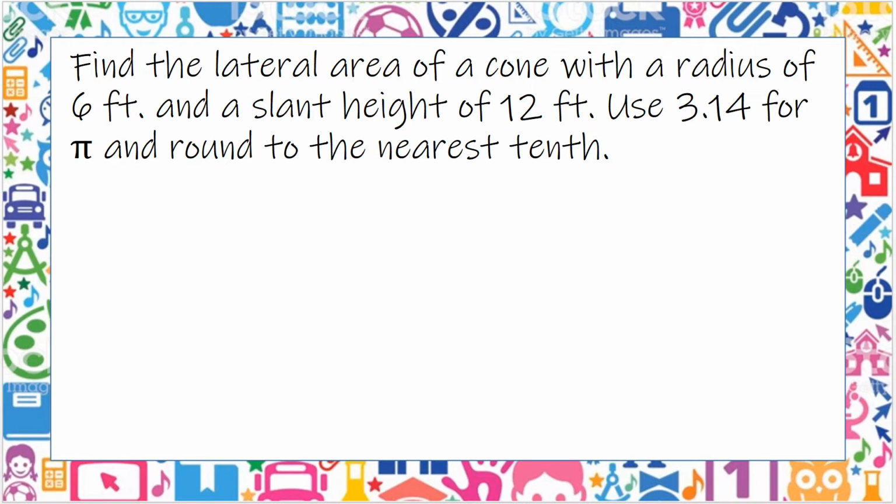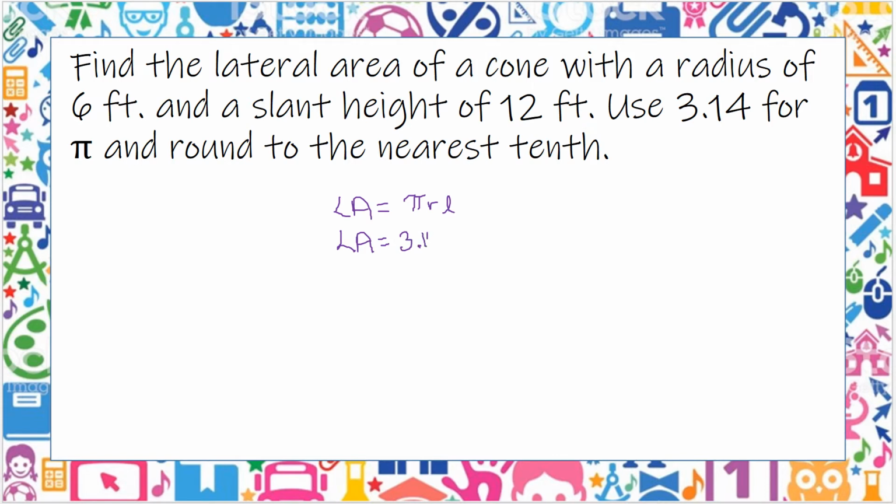The first type of question you may see is: find the lateral area of a cone with a radius of 6 feet and a slant height of 12 feet. Use 3.14 for pi and round to the nearest tenth. So the lateral area, or LA, is equal to pi r times L. L is the slant height. So all we're going to do is plug in these amounts.